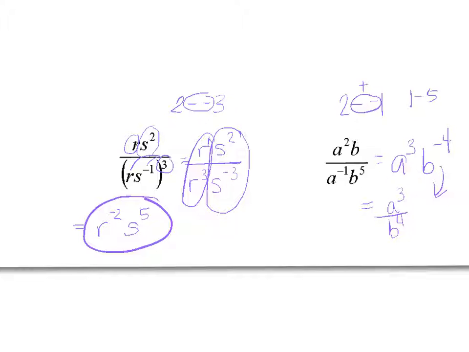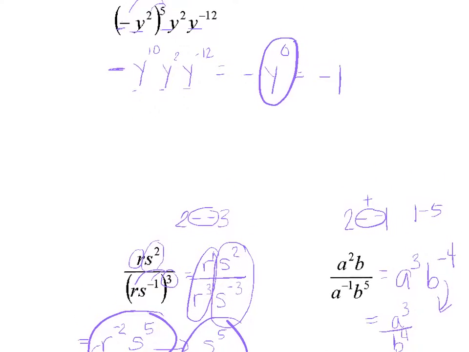And I believe I forgot to do that with the r and the s, right? Because that r can't stay up on top because there's a negative exponent. So it's going to be s to the 5th over r to the 2nd. And that will actually be the answer. So we want to try and stay away from the negative exponents.